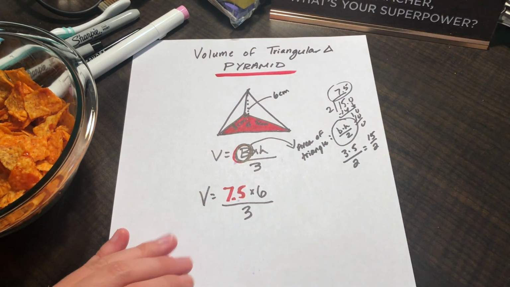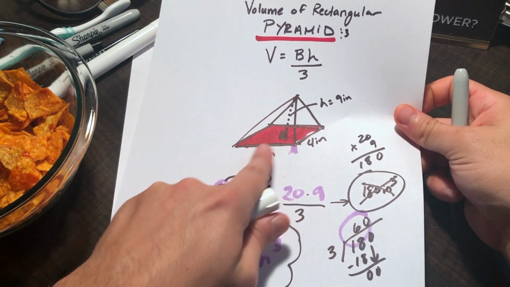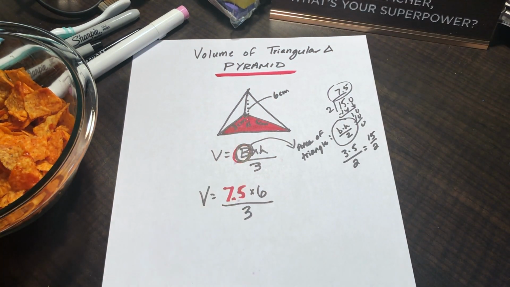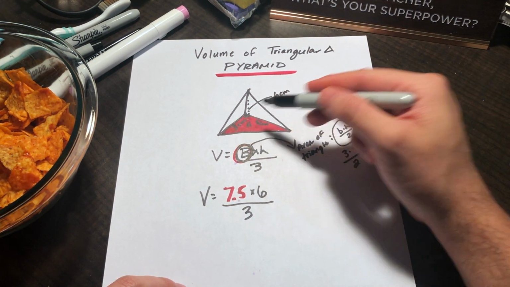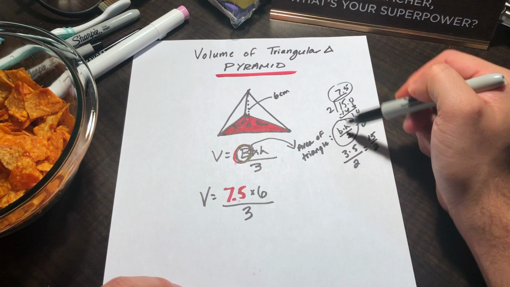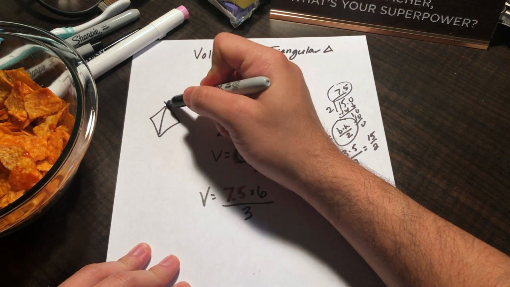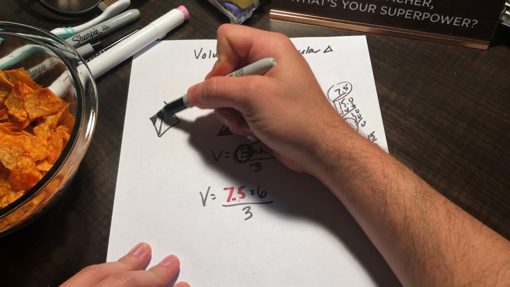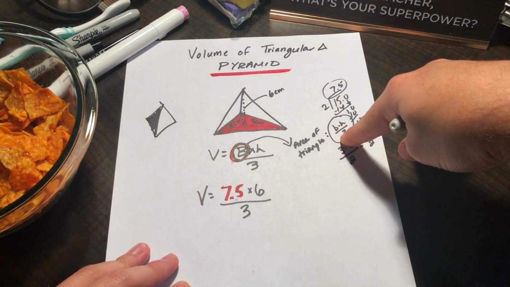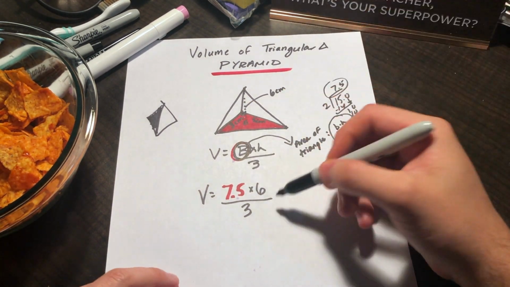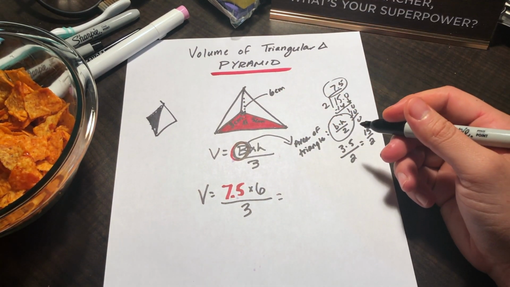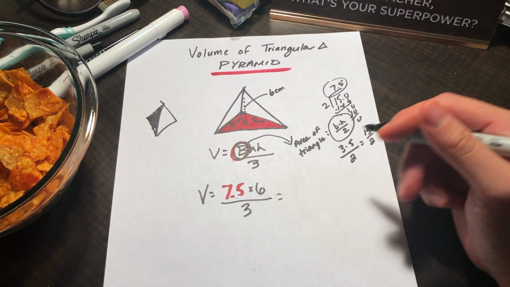This one's easy over here because it's just 5 times 4. This one's not easy because it's 5 times 3 divided by 2. Remember, a triangle is half of a square. So that's why we divided by 2, because this is a triangle. So there we go. 7.5 times 6. And then we divide by 3.